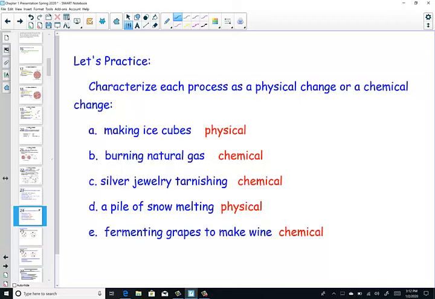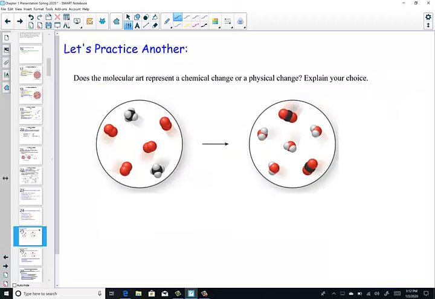Great. Here's another one to think about, really wrapping up. It says, does this molecular art represent a chemical change or a physical change? And let's explain our choice. The heart of this answer lies in looking at the organization of the molecules. We'll learn that this red molecule represents diatomic oxygen, and if we don't know that, it doesn't matter. We could just use general letters. Let's call the red ones B.